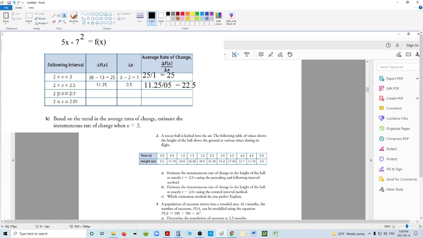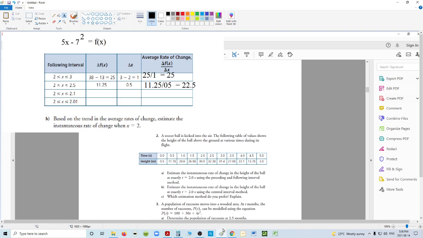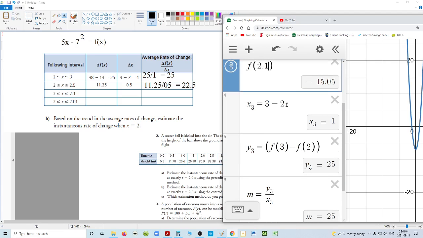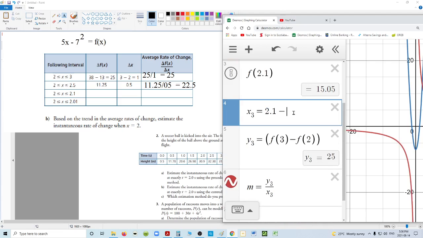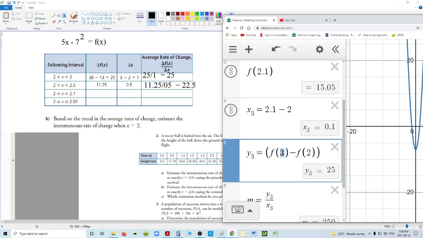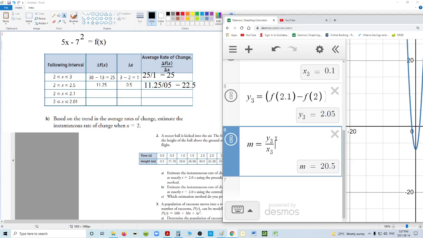Then the next one they want us to do, so they're doing from 2 to 2.1 right here. So really I should have started with that one, 2 to 2.1. So f of 2, f of 2.1, so that's our y's, 13 and 15.05. Our delta x is 2.1 minus 2, which is 0.1. Our delta y is f of 2.1 minus f of 2, which is 2.05. And then it gives us our m for us. It takes our delta y and our delta x for us.